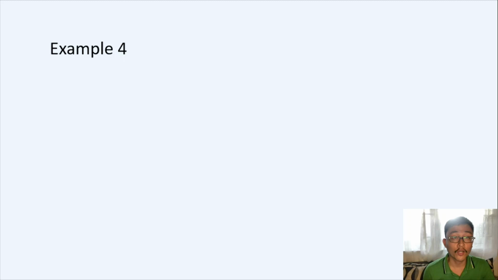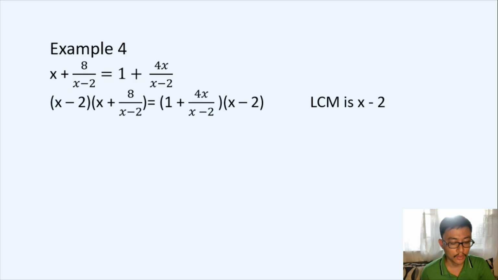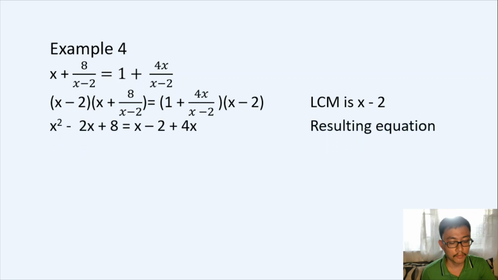And for our last example, again, this is an example of a rational algebraic expression. Then meron tayong denominator. So, you have x plus 8 over x minus 2 equals 1 plus 4x over x minus 2. Obviously, ang LCM is x minus 2. So, minultiply lang natin both sides of the equation by x minus 2. So, the resulting equation will be, isa-isayin lang natin, no?